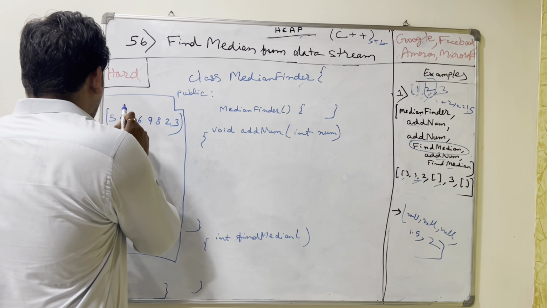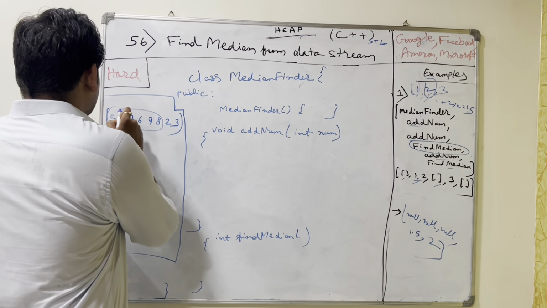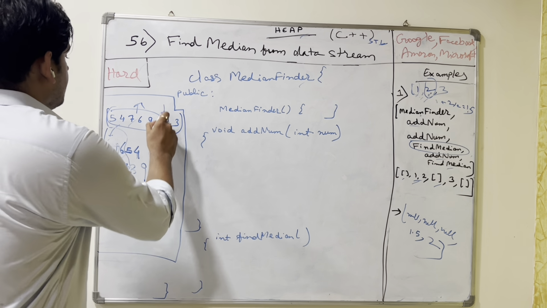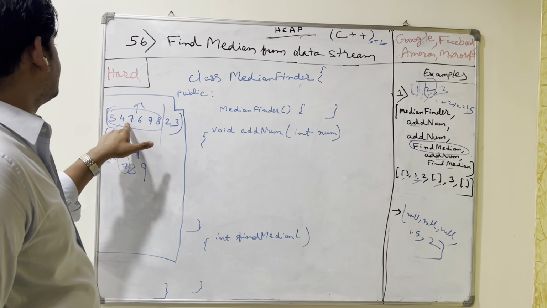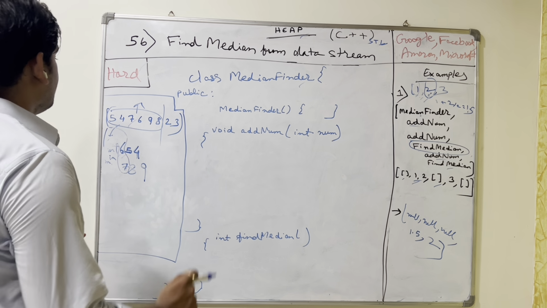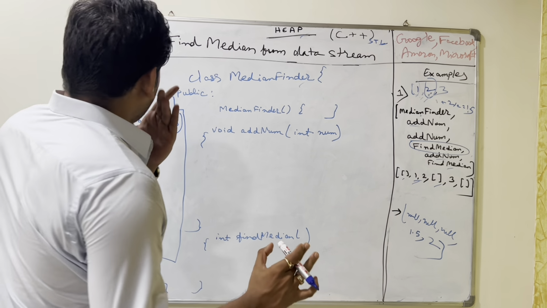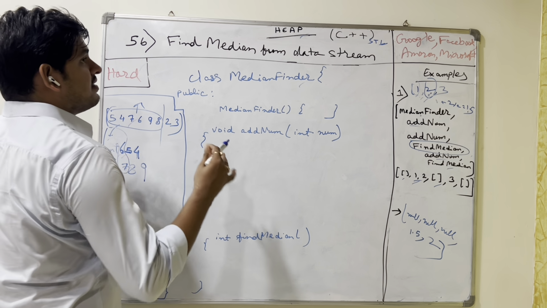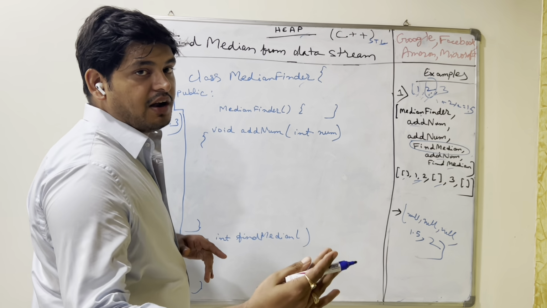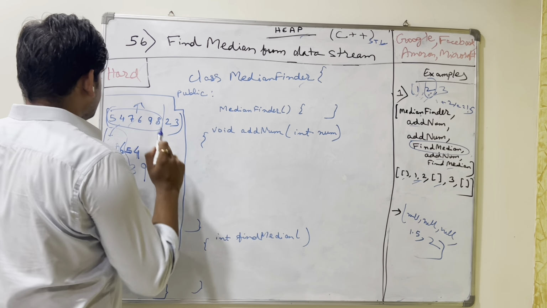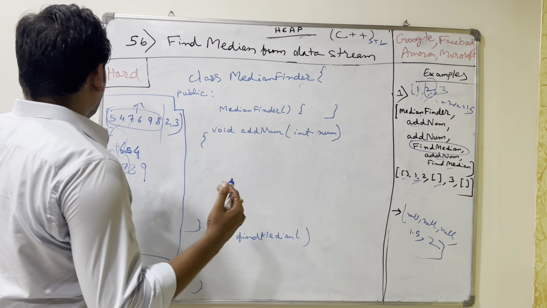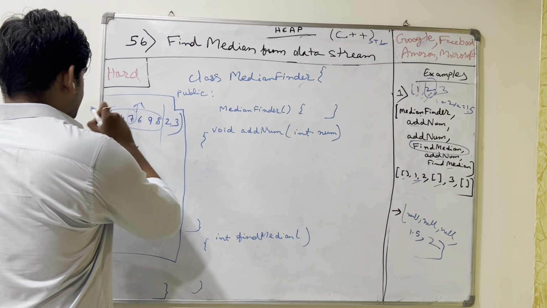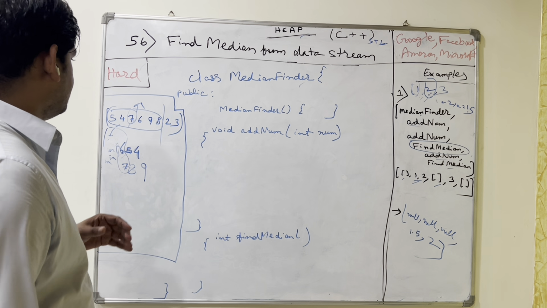So if you were asked to find the median of this data stream up to here, then what you would have said is, okay, the numbers are even, so we will find the n plus 1 by 2. So 0, 1, 2, 3, 4, 5, 6. 6 plus 1 is 7. 7 by 2 is 3.5. So that means the third value, right? So the third value is 7.